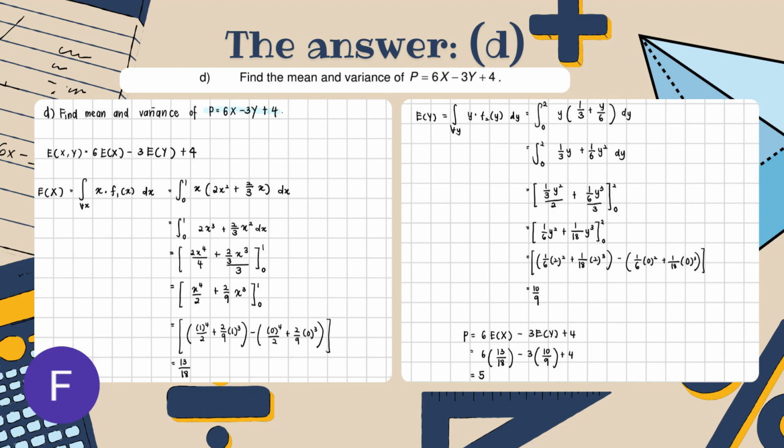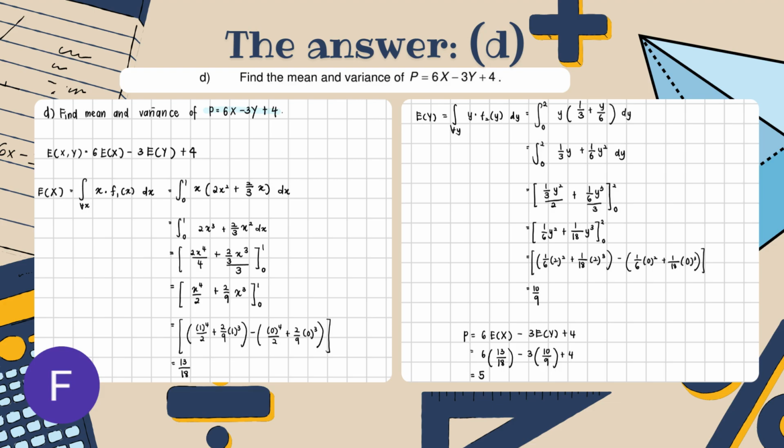To find E(X), we need to calculate using E(X) equals the integral of x times fx dx. We know that fx equals 2x squared plus 2 over 3x with the limit 0 to 1. Then we integrate it and multiply with x. Then we will get the expected value of x equal to 13 over 18.